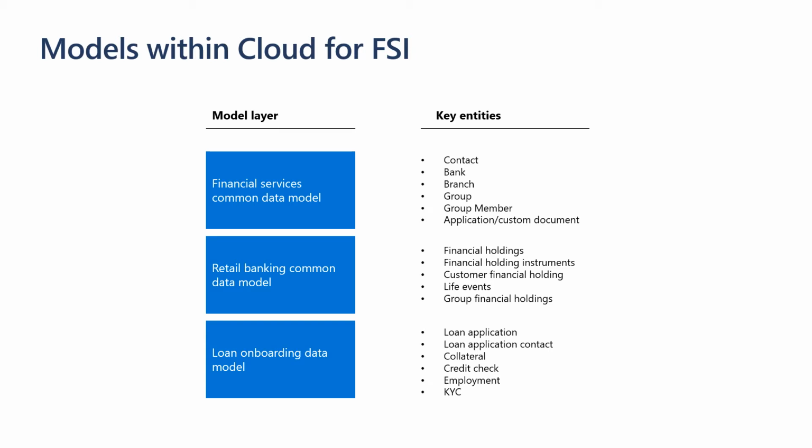And the third model layer is the Loan Onboarding Data Model, which contains the next key entities: loan application, contact, collateral, credit check, employment, and KYC. We will discuss each of these data model layers and their key entities in detail in the next few slides.